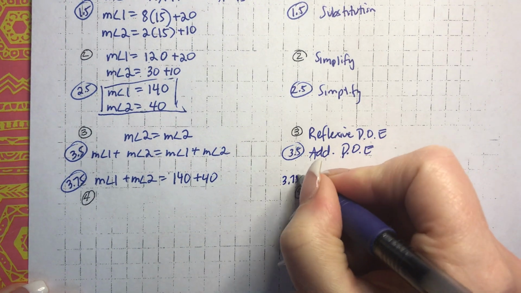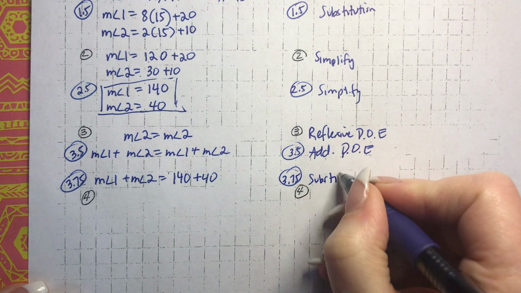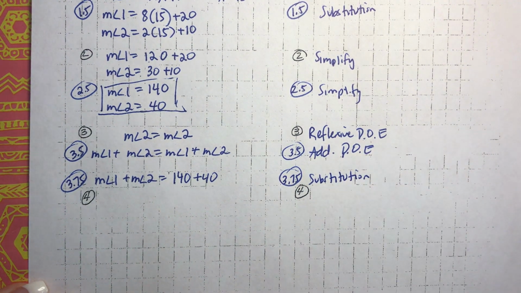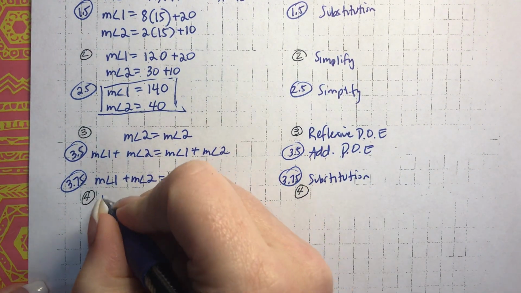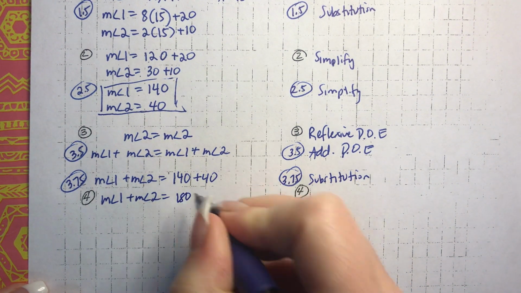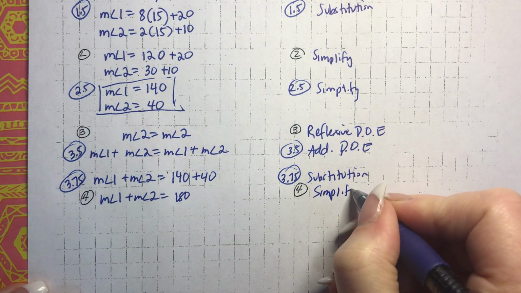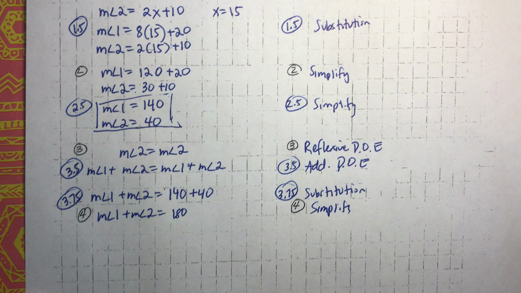I see it starting to come together. That's substitution. Okay, and then we just add that. Measure of angle 1 plus measure of angle 2 equals 180. Yeah, so that's called simplifying. And there we have it. We have the statement that we need, right?